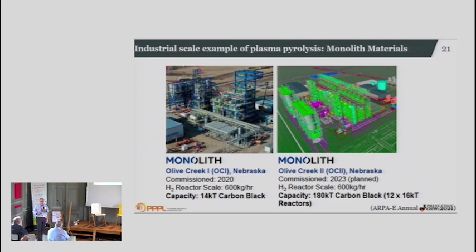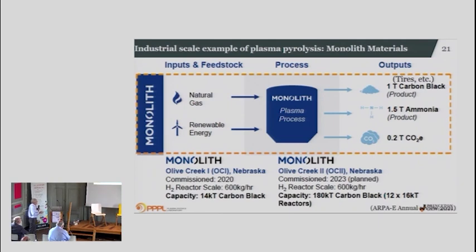And in fact, there's a plant that has been built, the first plant here by this company, Monolith Materials, outside of Lincoln, Nebraska. It was commissioned in 2020, and now they're in the process of scaling it up. They're basically adding 12 more of these reactors in parallel. So their basic idea is they take the natural gas, they take renewable energy, and they use a plasma process, and they make carbon black, which they sell to manufacturers of tires and so forth. And they're planning, as I understand it, to use the hydrogen in an adjacent Haber-Bosch plant to make ammonia, which will make fertilizer. And there are some emissions, CO2 equivalent, but it's primarily emission-free.